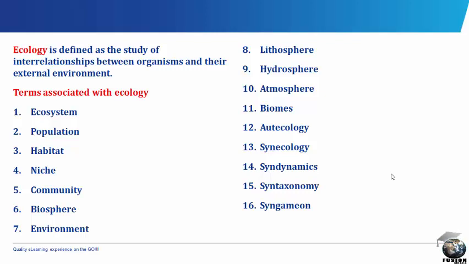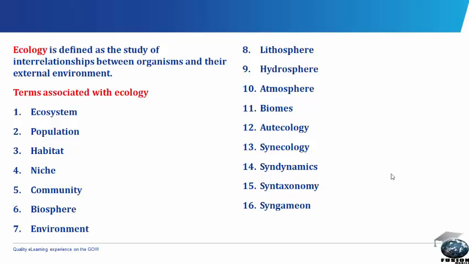Example is the role played by lichen on a bare rock. Community includes every living member of an ecosystem, both prokaryotes and eukaryotes. Biosphere, this includes the part of the world occupied by living things. Environment, everything, both biotic and abiotic, surrounding an organism makes up the environment of an organism.